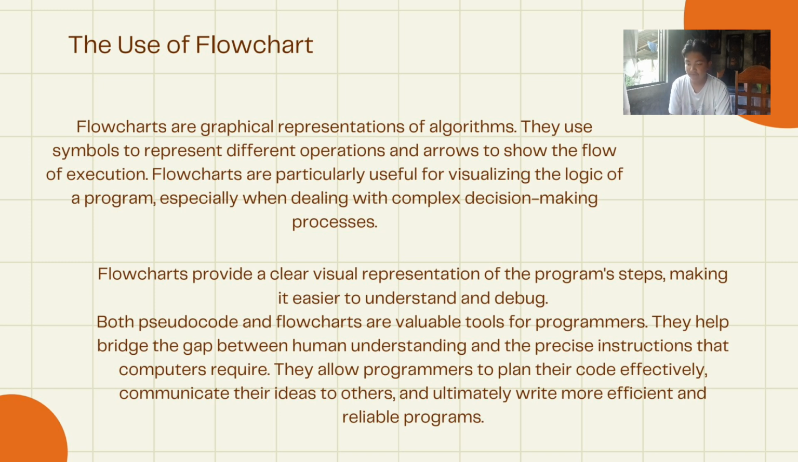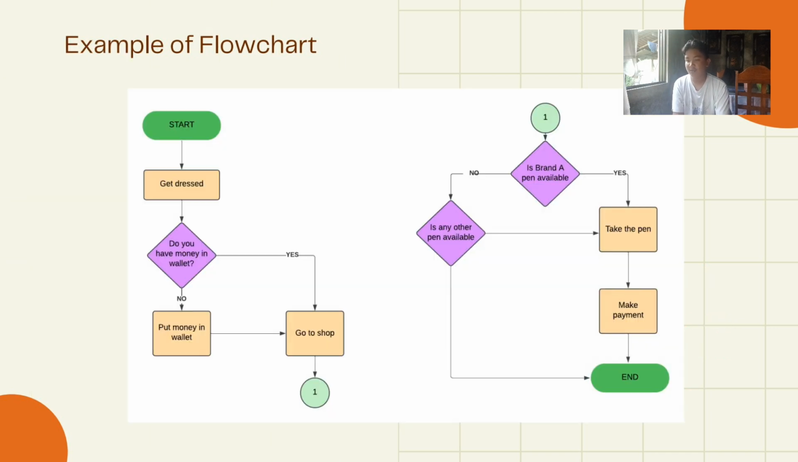Both pseudocode and flowcharts are valuable tools for programmers. They help bridge the gap between human understanding and the precise instructions that computers require. They allow programmers to plan their code effectively, communicate their ideas to others, and ultimately write more efficient and reliable programs. So this is an example of a flowchart: start, get the rest. In the other video, he explained what a flowchart is.